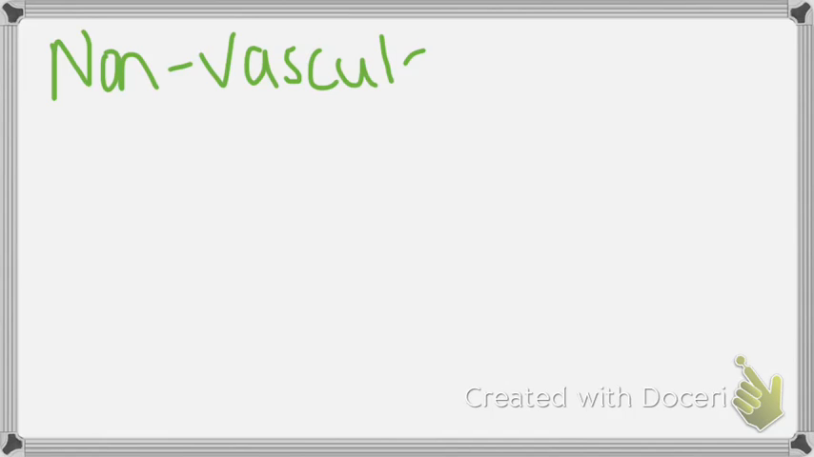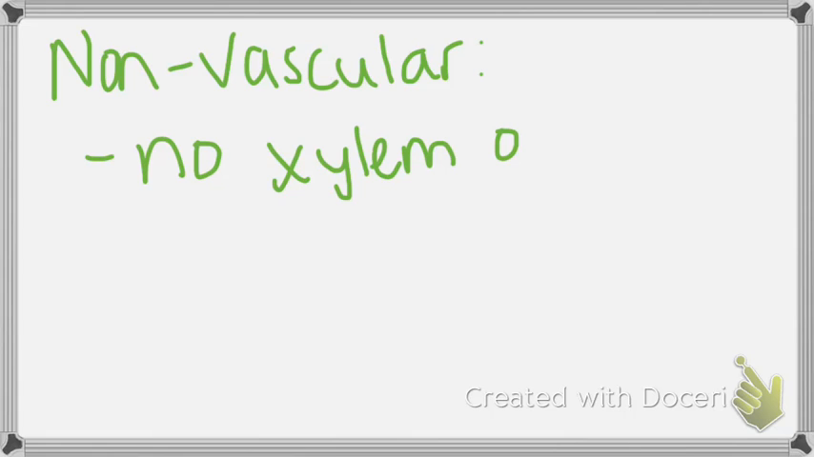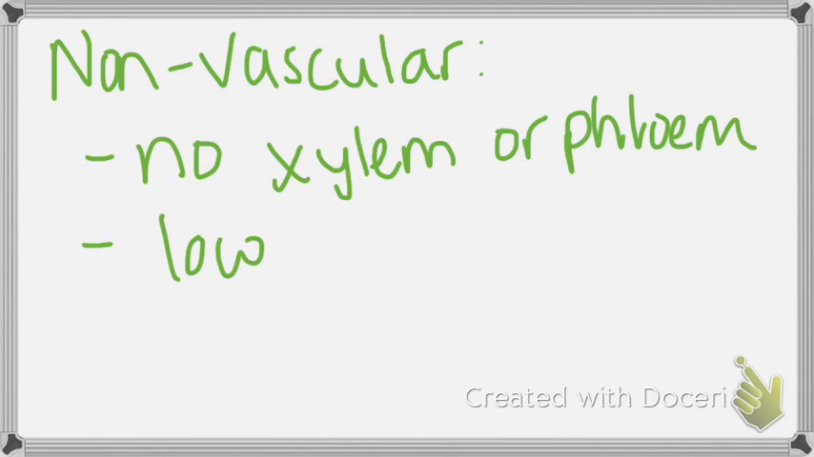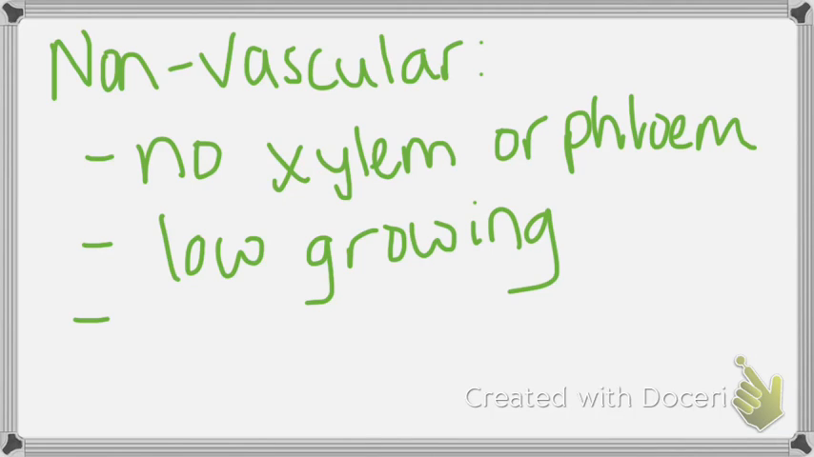Alright, let's start off by talking about the two main types of plants. Okay, our first category is called non-vascular plants. And non-vascular plants means they do not have a vascular system. So this means they have no xylem or phloem, which make up the vascular system. They are low growing, so they grow very low to the ground. And because they don't have any way to transport water or things like that, they have to grow near water.